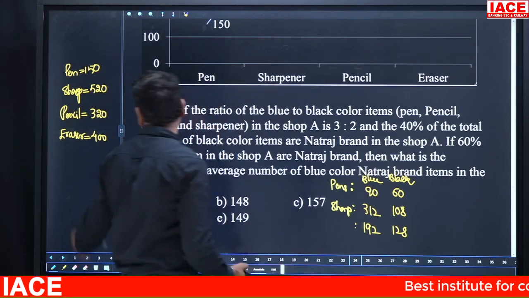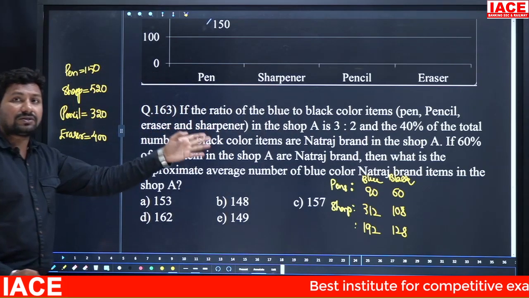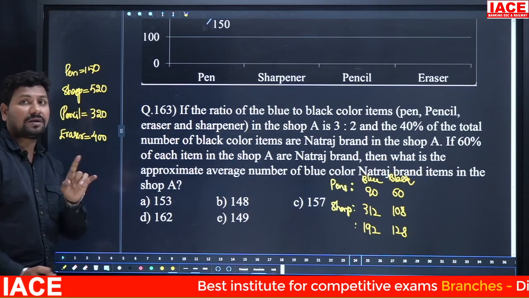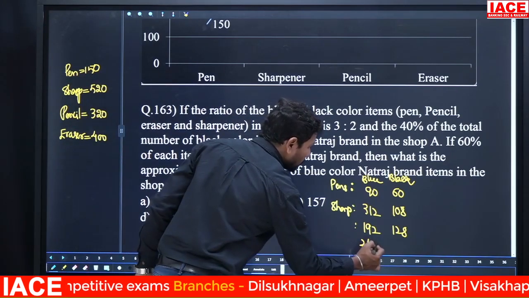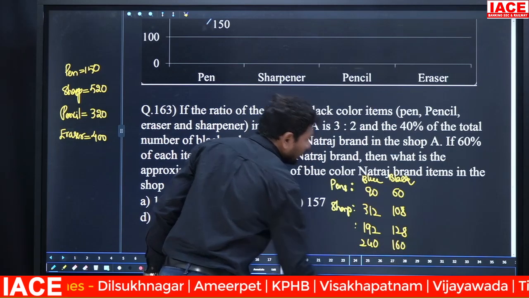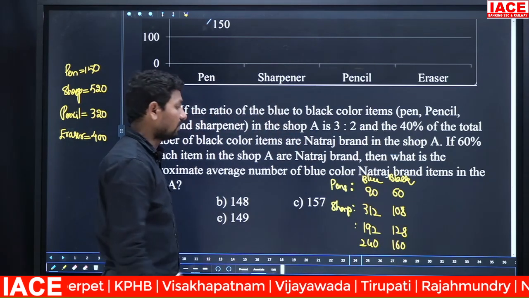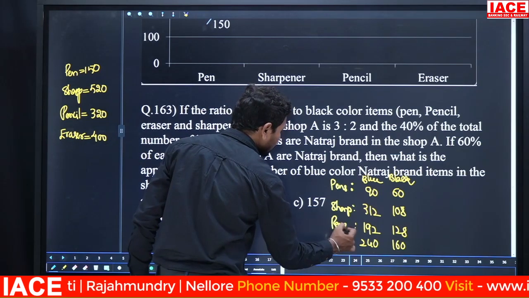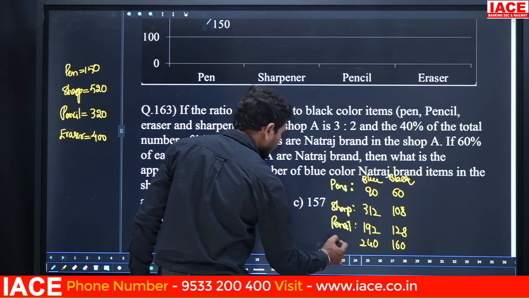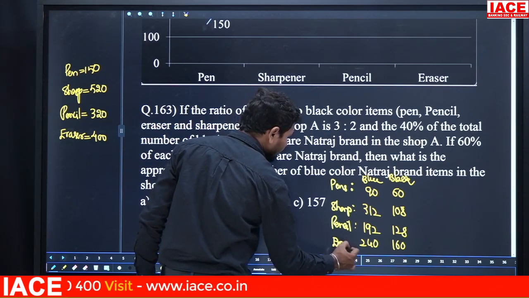And next product, lastly, eraser. Eraser is 3 plus 2 is equal to 5 parts. 5 parts is equal to 400 means 1 part is equal to 80. 3 times 80 is 240. 2 times 80 is 160. 240 plus 160 is equal to total how much? 400 items. Then finally we have pencils, and next we have an eraser.